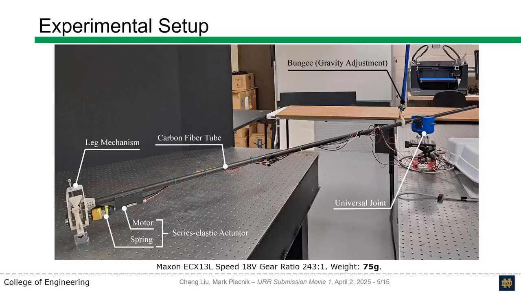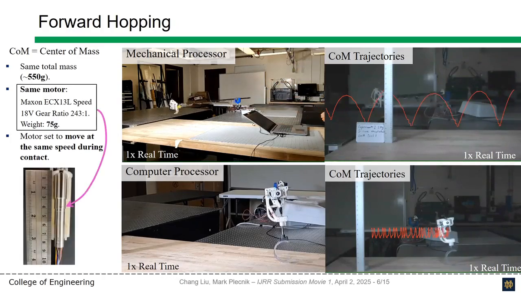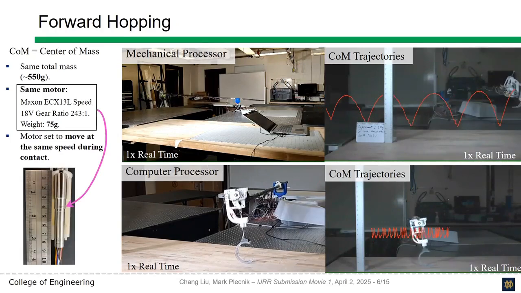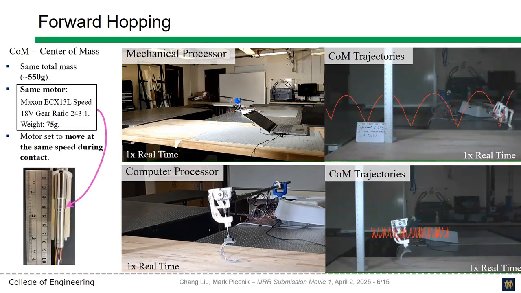The two robots were compared by hopping on a table using a pitch-constrained planarizing boom. A boom was only used for later experiments to artificially vary gravity constants. Each robot weighed approximately the same and was powered by the same gear motor, a 75-gram Maxon ECX13L.